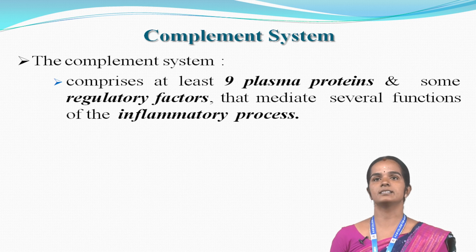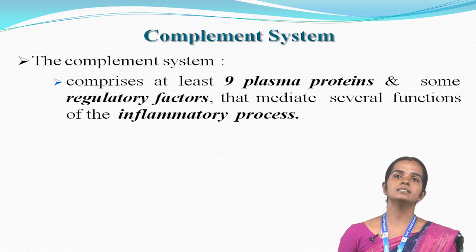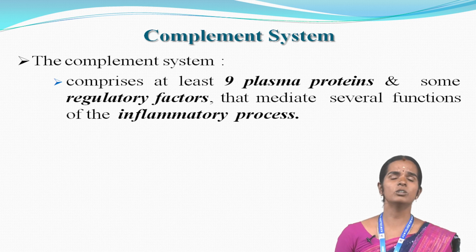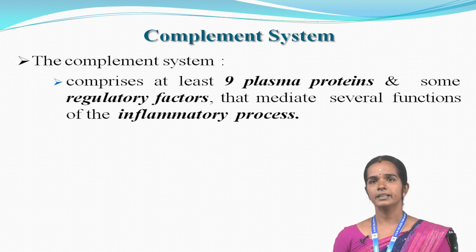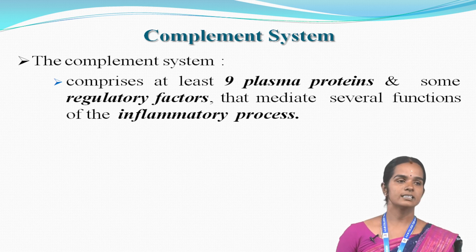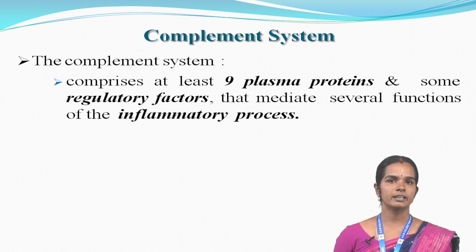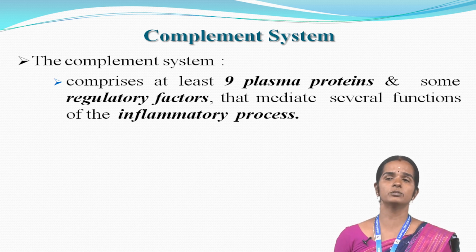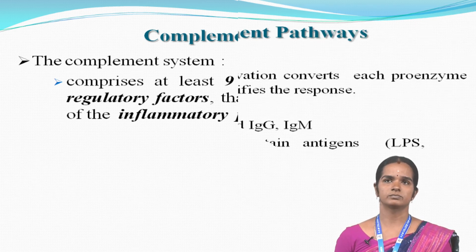This is the complement system. The complement system covers at least 9 plasma proteins and some regulatory factors. They mediate several functions of the inflammatory process. They are synthesized by macrophages or hepatocytes and usually circulate at inactive proenzyme level.